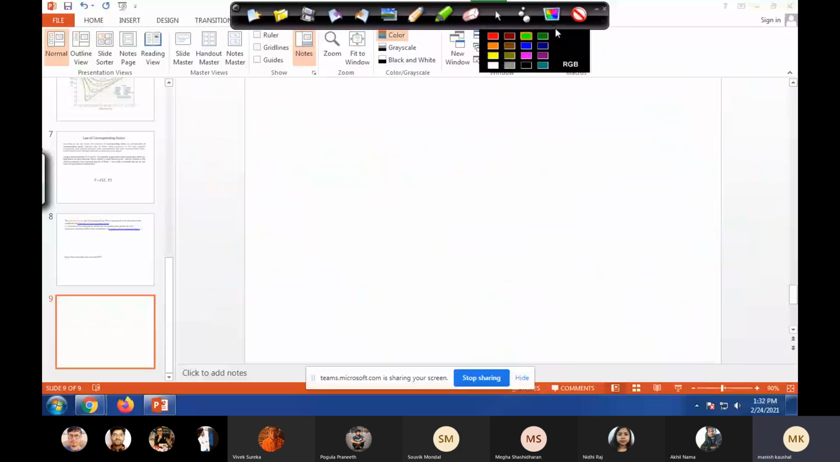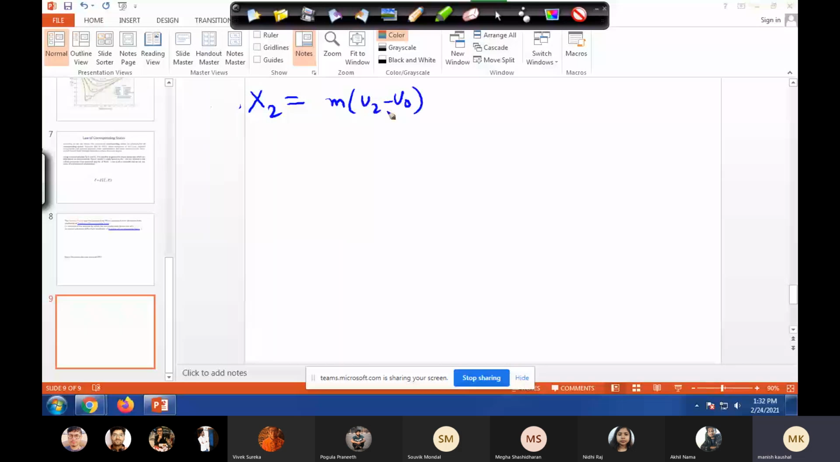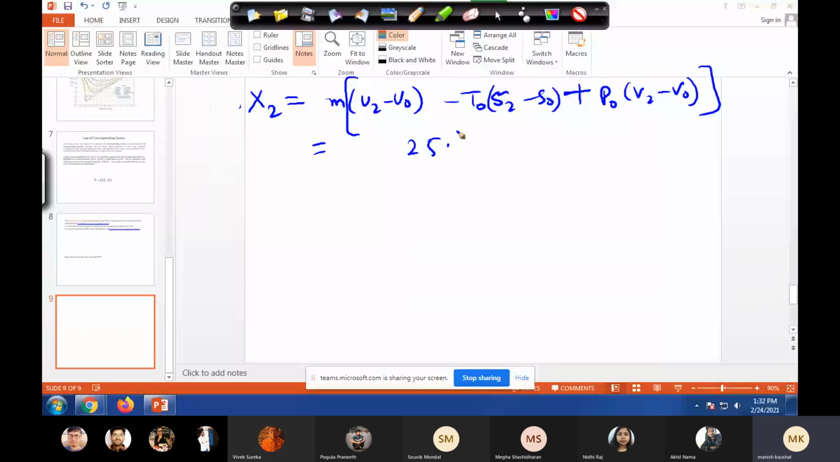Then part B. In part A itself, X2 also you can calculate because you know all the variables. So it will be m(U2 minus U naught) minus T naught (S2 minus S naught). What it tells you is, if your system will expand from state 2 to environmental condition, then how much maximum work can be extracted, and this comes out to be 25.4 kilojoule. So that is part A.